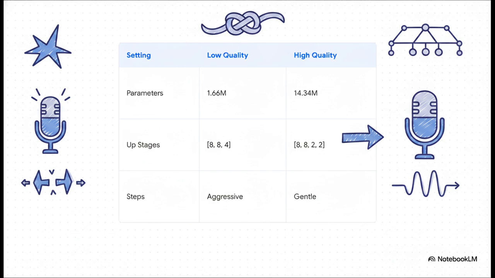To get smooth, rich, natural audio, you need the high-quality preset. That one uses 14.34 million parameters and 4 gentle upsampling steps. Wider networks with smaller, gentler steps always produce vastly smoother audio simply because they don't have to invent too much detail all at once.